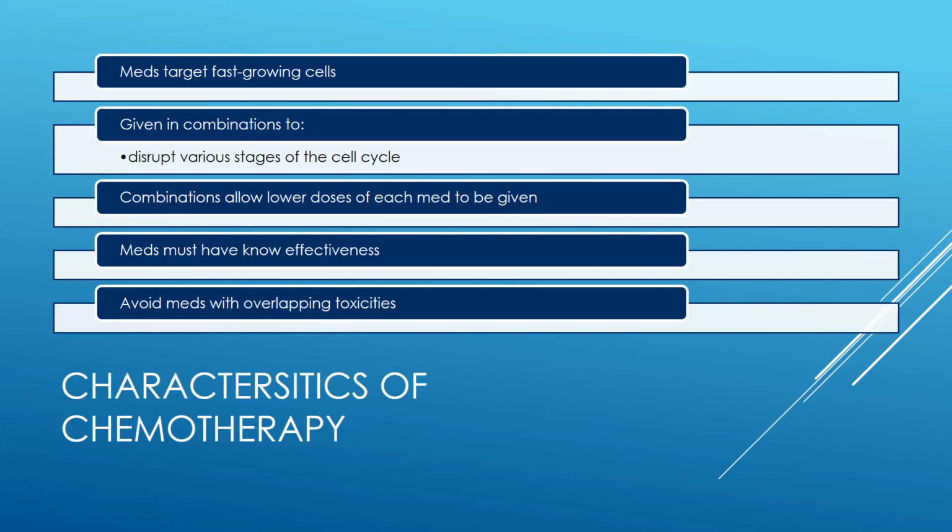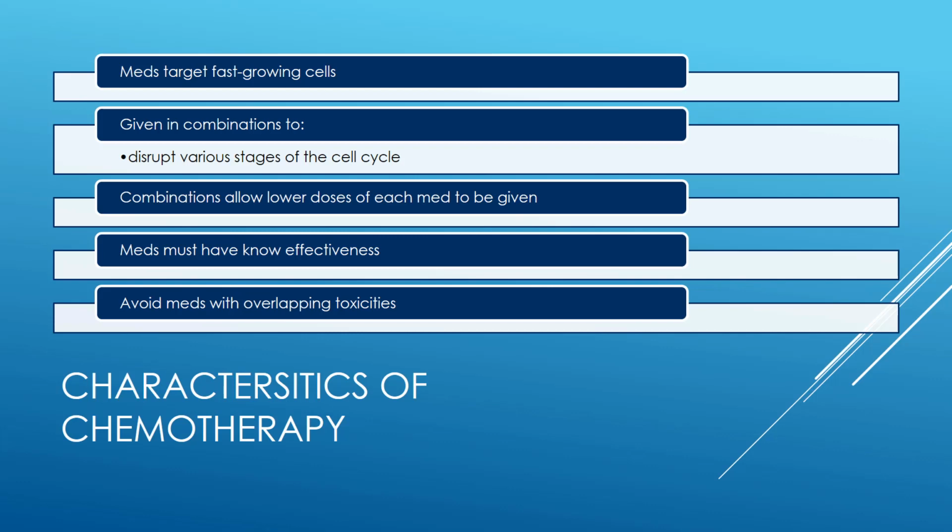Now, here are some characteristics of chemotherapy. First, they are developed in order to target fast-growing cells. They disrupt various stages of the cell cycle, the stages involved in cell division. Combinations of chemotherapeutic medications are given to interrupt different stages of the cell cycle. Combination of meds also allow for lower doses of each med that is given.